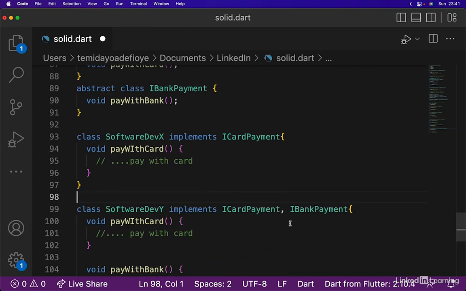The latter will implement both iCardPayment and iBankPayment. This means we can use the functions of both abstract classes. This new approach will free software developers from having to implement functions that they may not need.